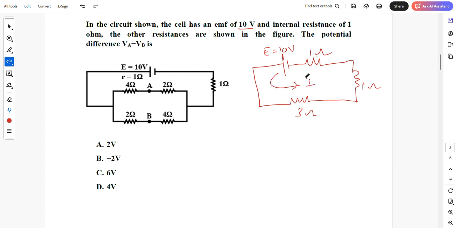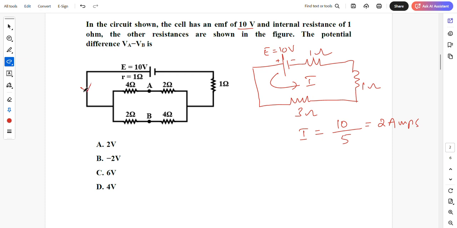Right. Now, what current will be flowing? The current flows out because this is the positive terminal and this is the negative terminal. What is I equal to? I is equal to voltage divided by resistance. 10 divided by 3 plus 1 is 4, 4 plus 1 is 5, right? That is equal to 2 amperes of current flowing, okay?